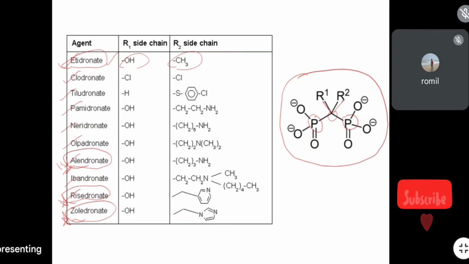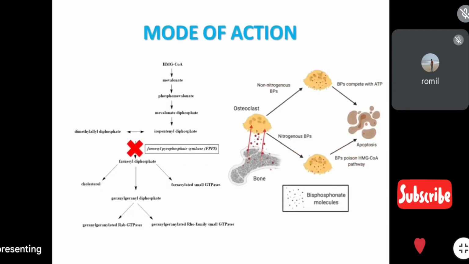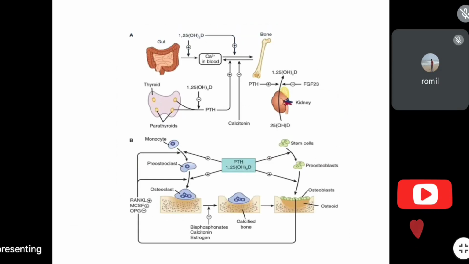I think you all are following me. These are some examples of bisphosphonates. Now let us try to understand how bisphosphonates act in the body. What is the mechanism or mode of action of these bisphosphonates? Before understanding the mechanism exactly, let us learn some basic things. In previous classes, I think I explained to you about vitamin D, PTH, calcium, and FGF23.